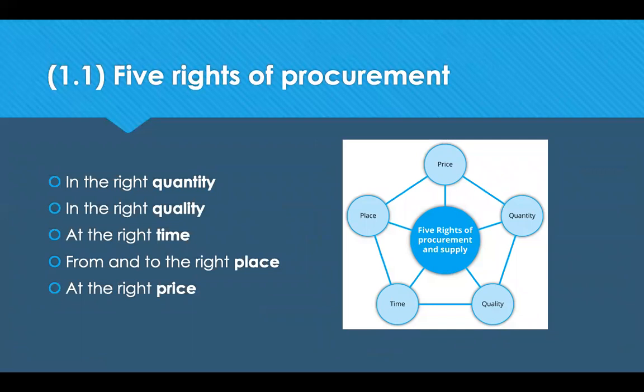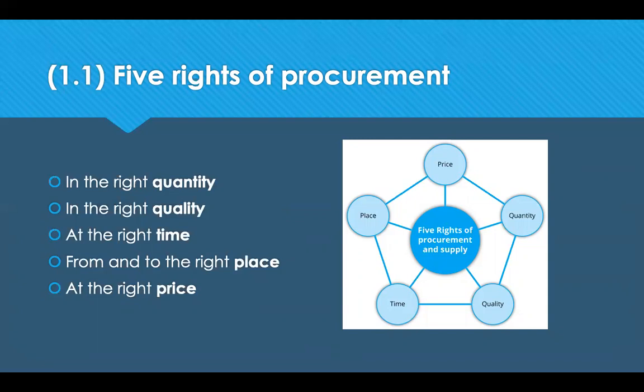We're now going to look at the 5 rights of procurement. So the 5 rights that we're trying to address is to find the right product, but it needs to be of the right quality, in the right quantity, at the right price, going to the right place at the right time. And it says to and from the right place because it's as much about finding the right supplier to get it from as it is ensuring that it gets to the right address.